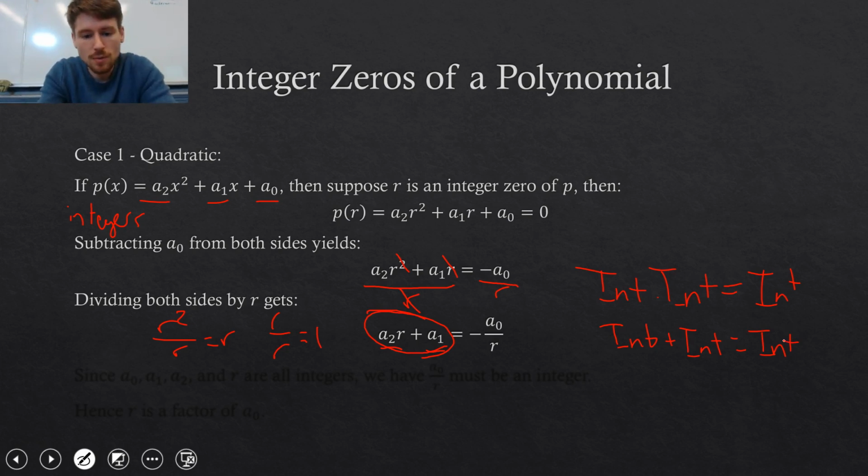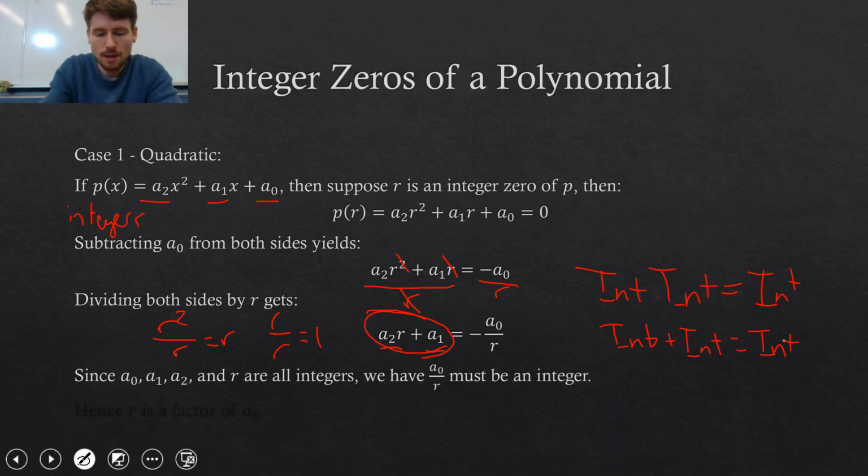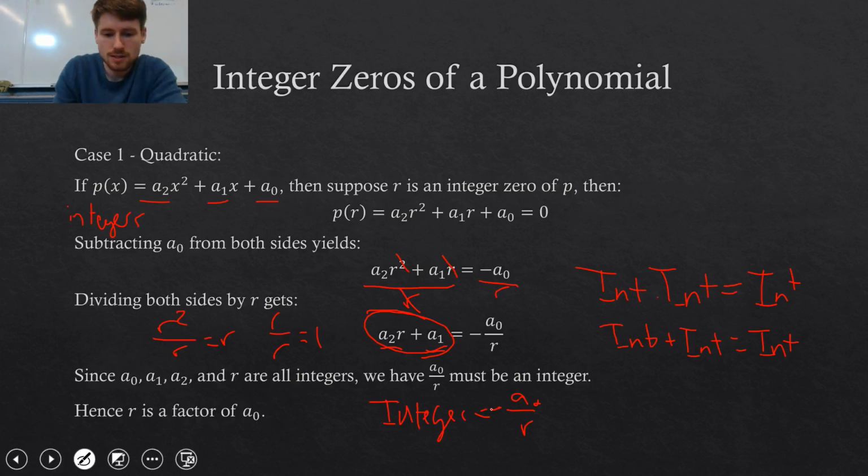And so over here, we have an integer. And so we have an integer equals a0 over r. And so again, by the same reasoning, a0 divided by r must be an integer. So r has to be a factor. So that means that this thing over here is an integer because we have an integer on the left, and it equals the thing on the right. And so we have to have r being a factor.